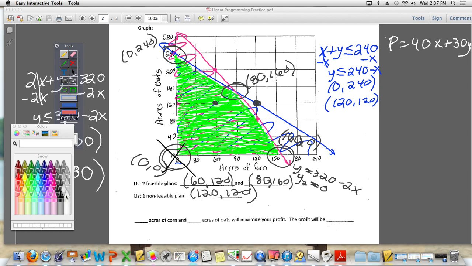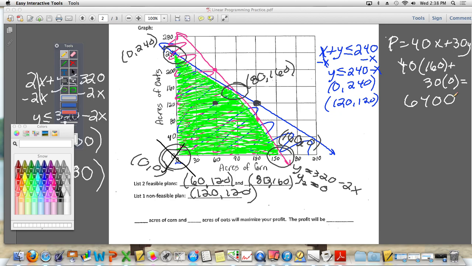Now what you do is check this one. Check 160, 0. So you're going to do 40 times 160 plus 30 times 0 and get me an answer. What's 40 times 160? My x value is 160. My y value is 0. I plug in 160 and 0 into my x and y. What do you get? 6,400. I did it.